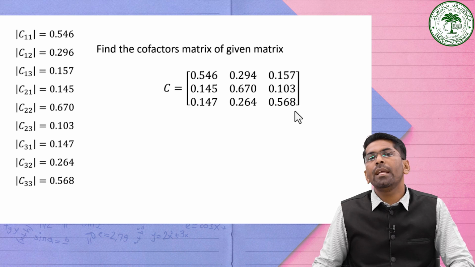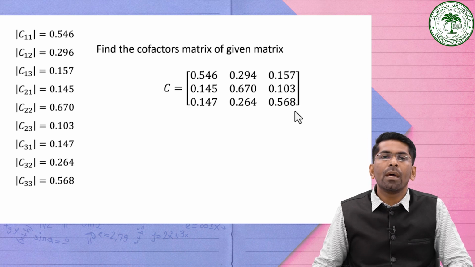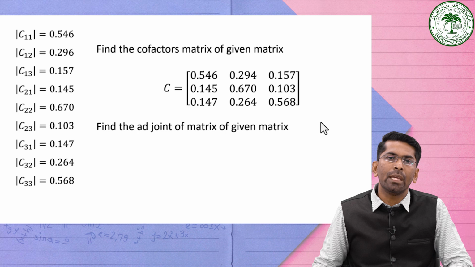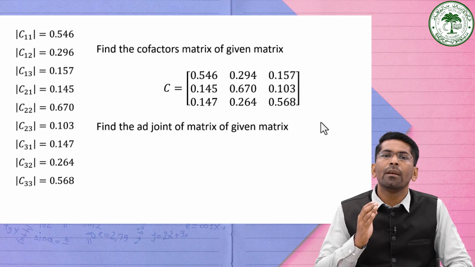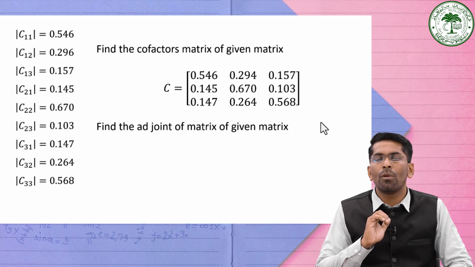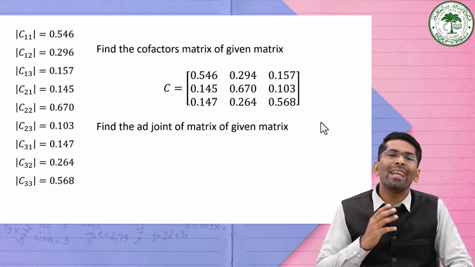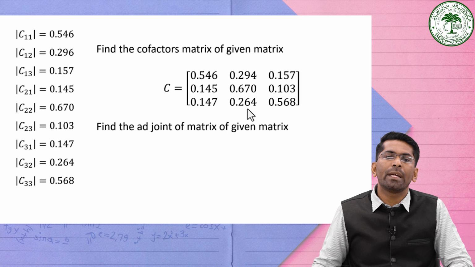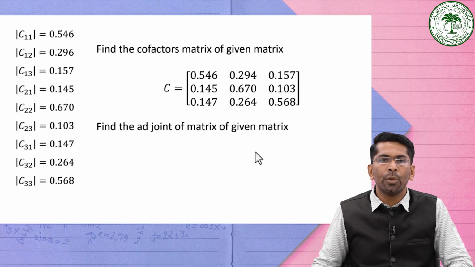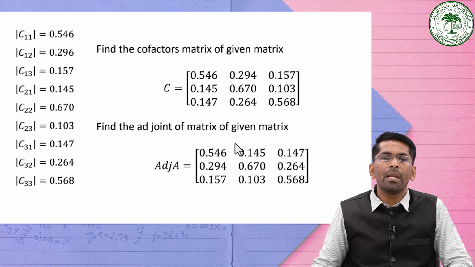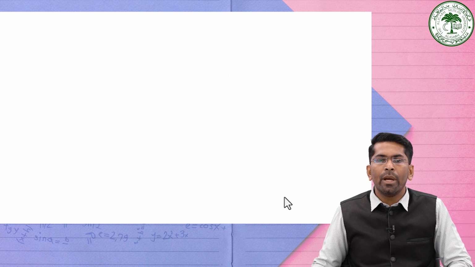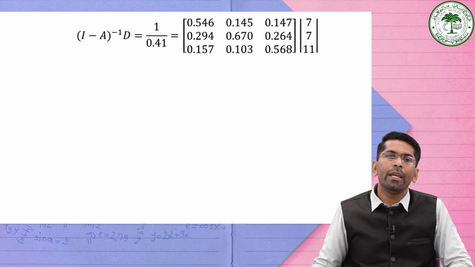After finding the cofactors, we are going to find the adjoint of the given matrix. How can we find the adjoint? If you interchange rows into columns, that means if you find the transpose of the cofactor matrix, then we will get the adjoint. So the first row will become the first column, the second row will become the second column, and the third row will become the third column. After finding the adjoint, we can go for calculating the inverse.